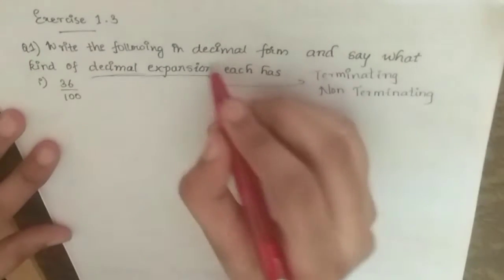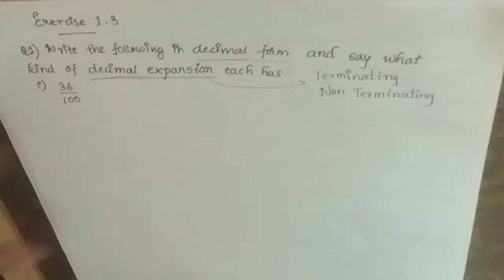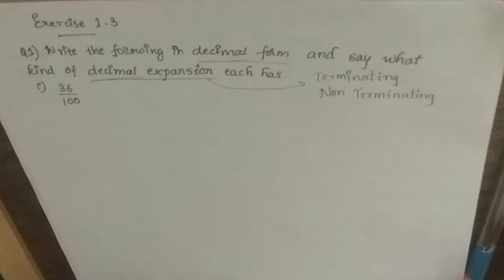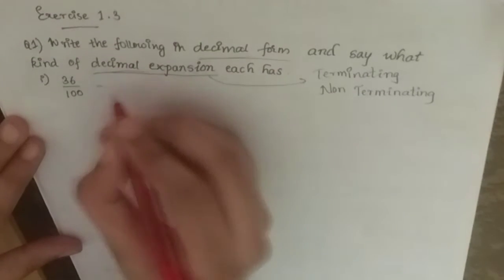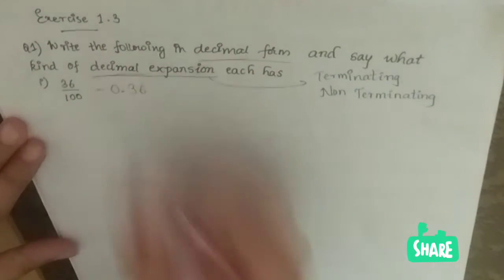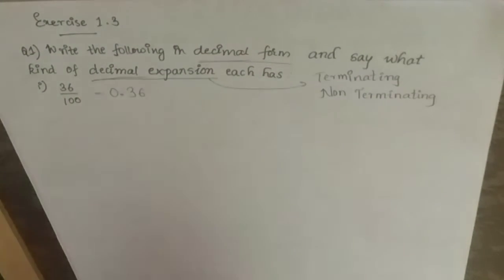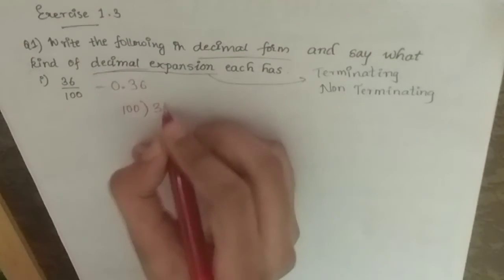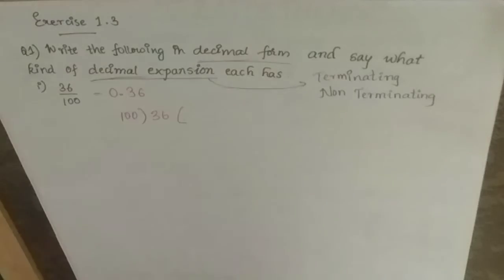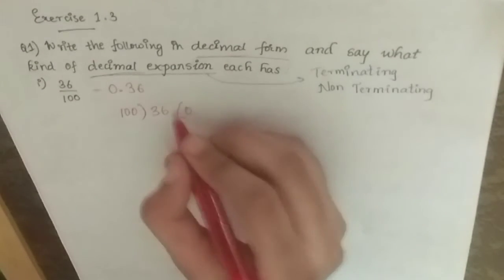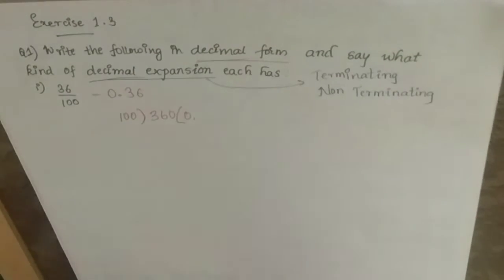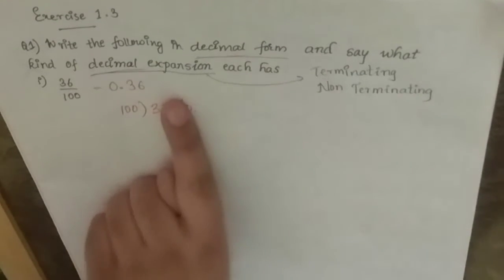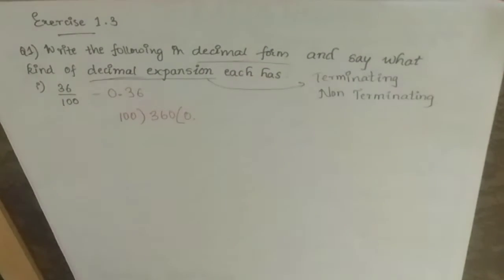Now they have told you to write in decimal form, so for that you divide, but normally this is a fraction, so we can directly write 0.36. But for explanation you are supposed to divide 36 by 100. Sometimes it will be necessary. So I have put a point there because no number is there, that's why I have put 0 there.